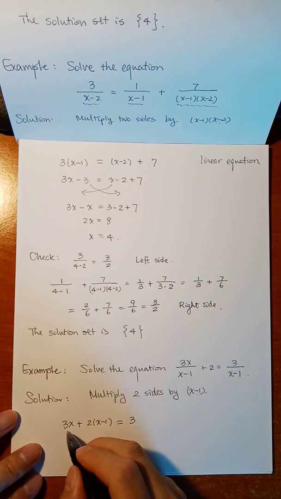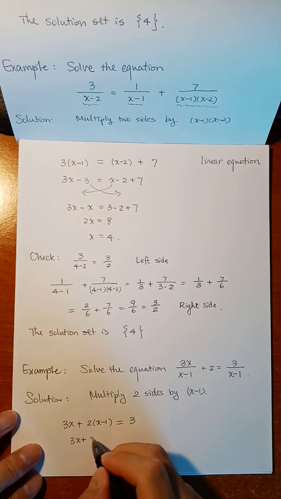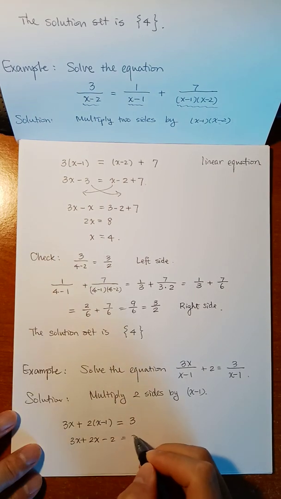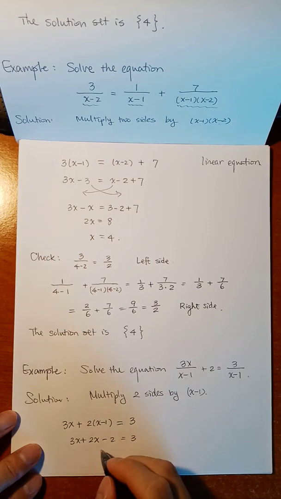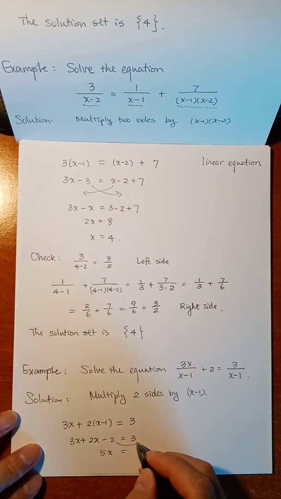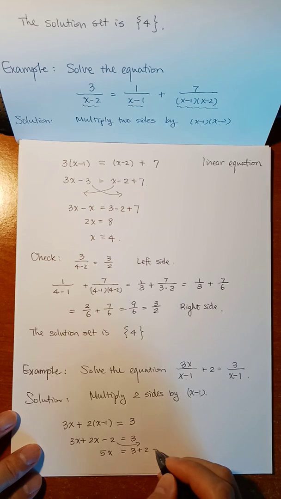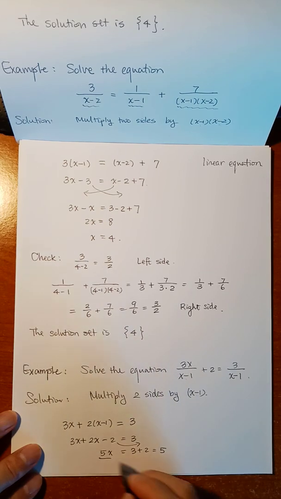And then let's simplify it. 3x plus 2x minus 2. 3x plus 2x, 5x. Move 2 to the other side, it's 3 plus 2 is equal to 5. So 5x is equal to 5, then x is equal to 1.